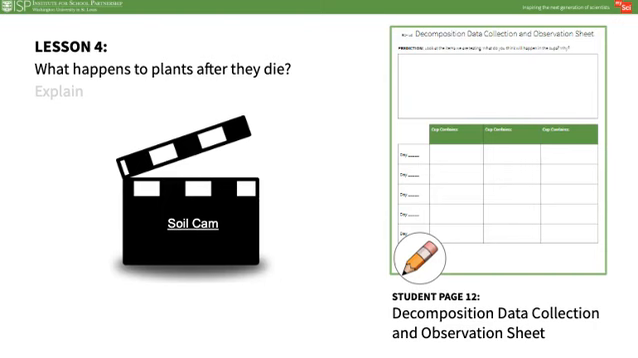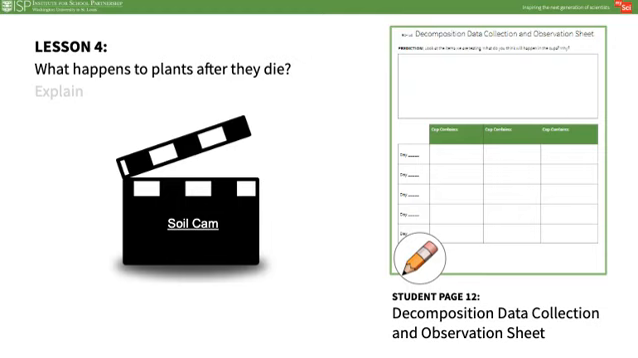After a week or so, students will have observed the plant material breaking down and turning brown and black. Have students compare their observations to their predictions and report findings to the class. Allow students time to discuss questions on the observation sheet with a small group, then as an entire class.